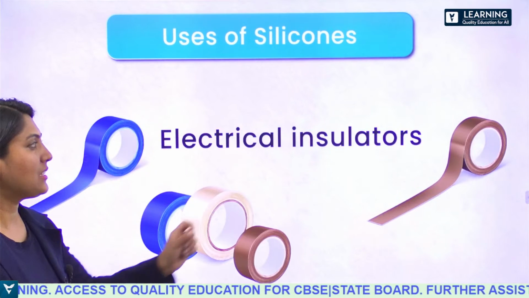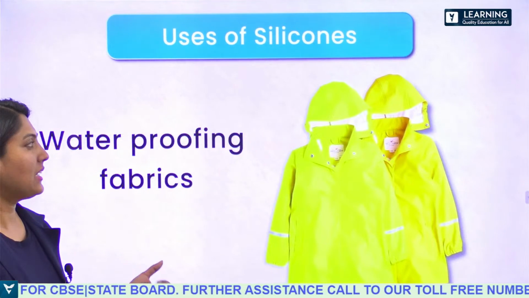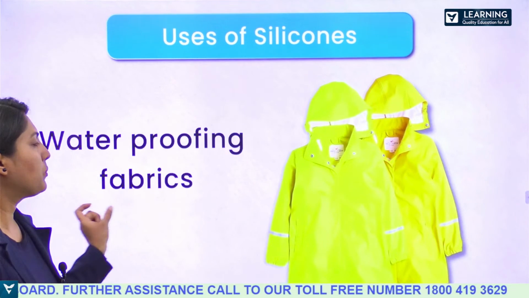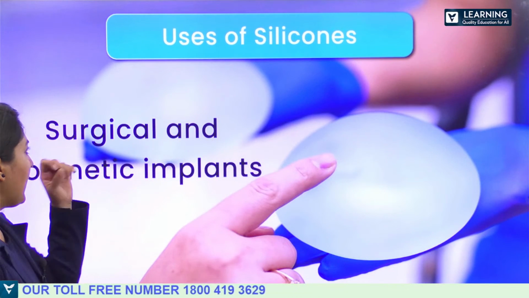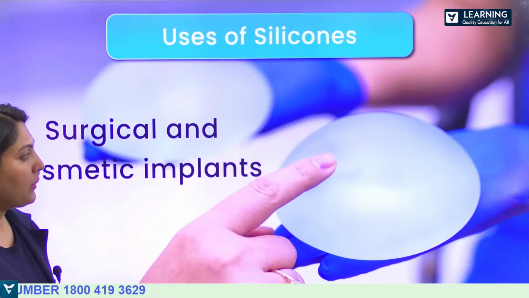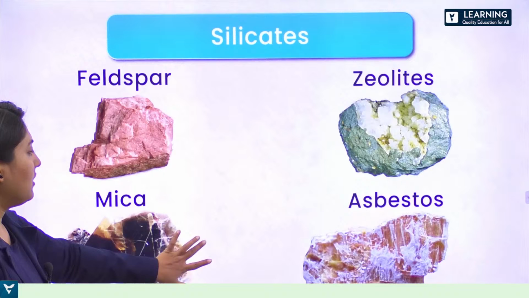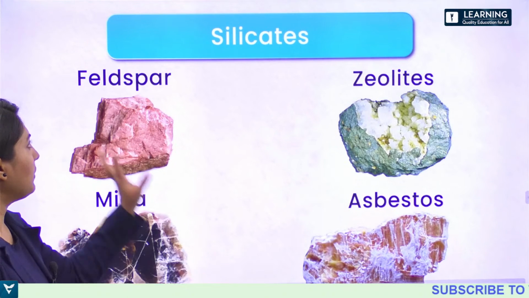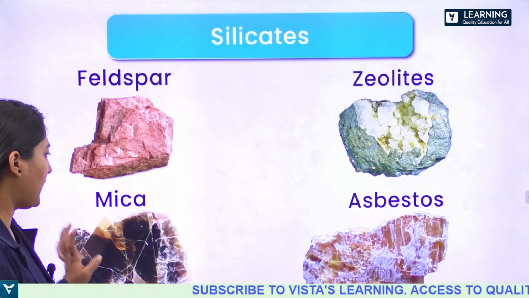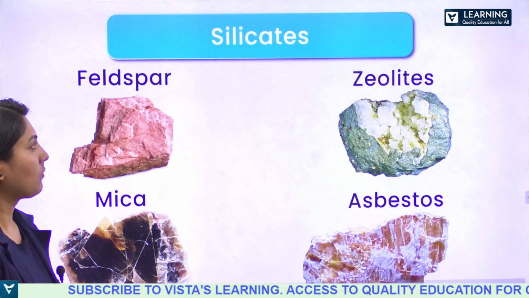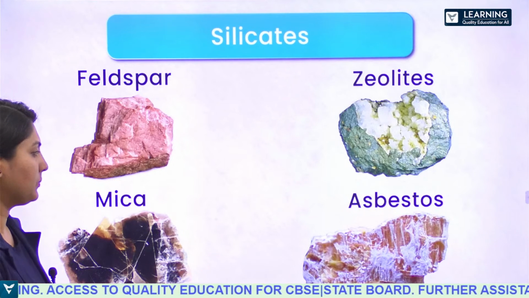And for electrical insulators also, silicone tapes are being used as they can withstand high temperature, and we have waterproof fabrics for raincoats and all, so that they will not absorb water. And for surgical and cosmetic implants also, we have silicones. And these are the ores of silicates, where we can get feldspar, zeolites, asbestos, and mica. Silicates are found in all these 4 ores.